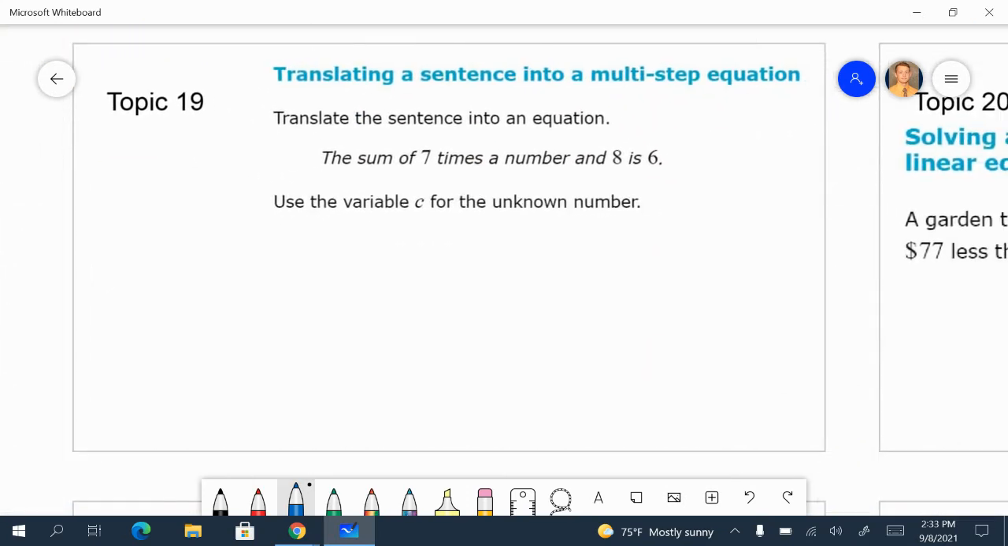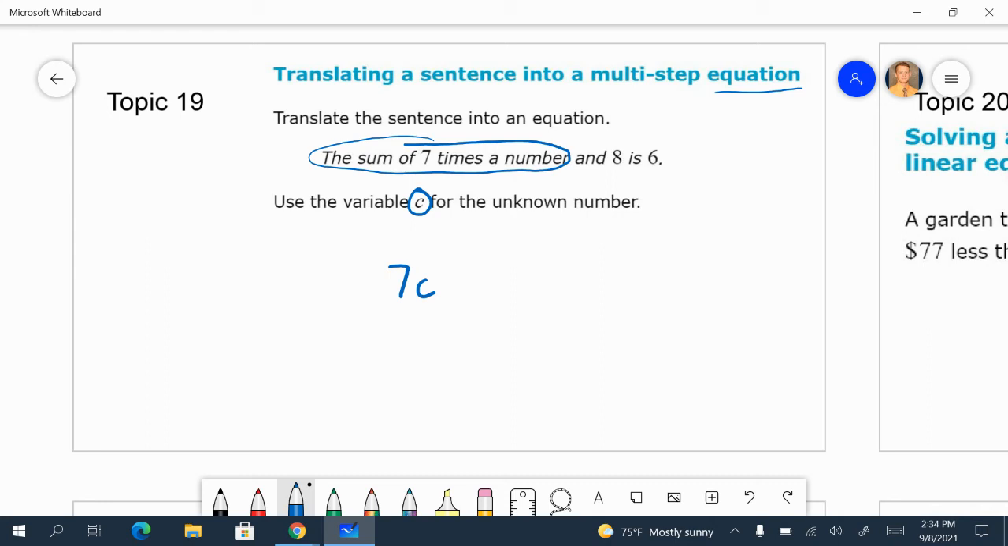Moving on to topic number 19 now. Topic number 19 says translating a sentence into a multi-step equation. So again, we want an equation. It's going to be multi-step this time. So it says the sum of 7 times a number and 8 is 6. So when we say the sum of 7 times a number, if I'm breaking this apart, I'm going to basically be trying to build this first. The sum of 7 times a number. So 7 times a number, we don't know the number yet, it's C, so let's use C.